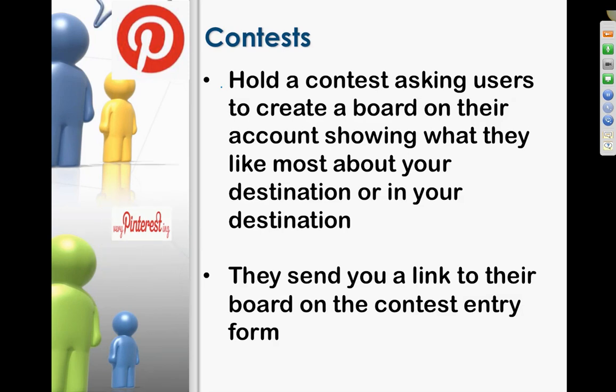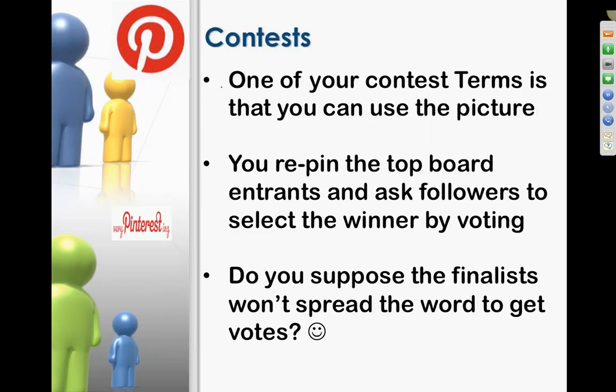Now, if you hold a contest and you ask users to create a board talking about your particular destination, and then they have to send you a link to their board on the contest entry form, this is what I'm going to suggest that you do. But you make sure that some things are definitely incorporated. One of the contest terms is that you get to use that picture. That becomes your property, and you're allowed to use it in any of your brochures or any of your marketing collateral. So that's a great way of getting access to a greater number of photos that you can use in your marketing collateral. You then repin the top board entrants on your site, and you ask followers to select the winner by voting.